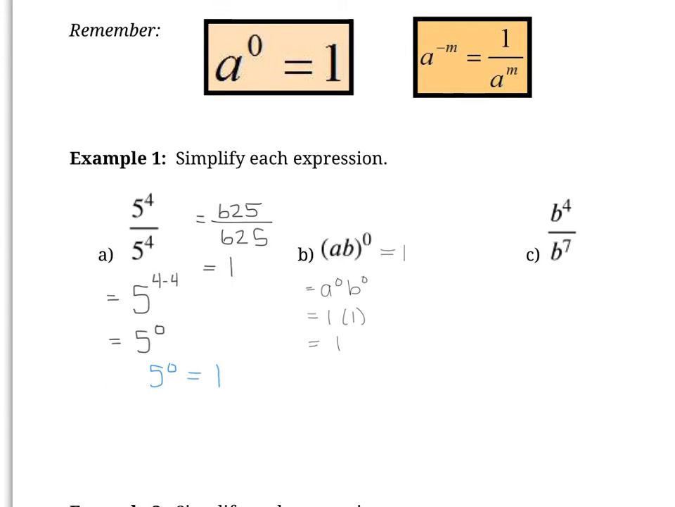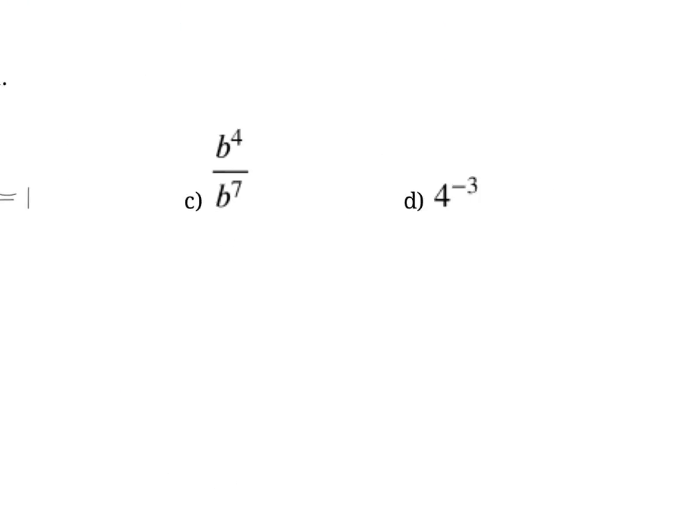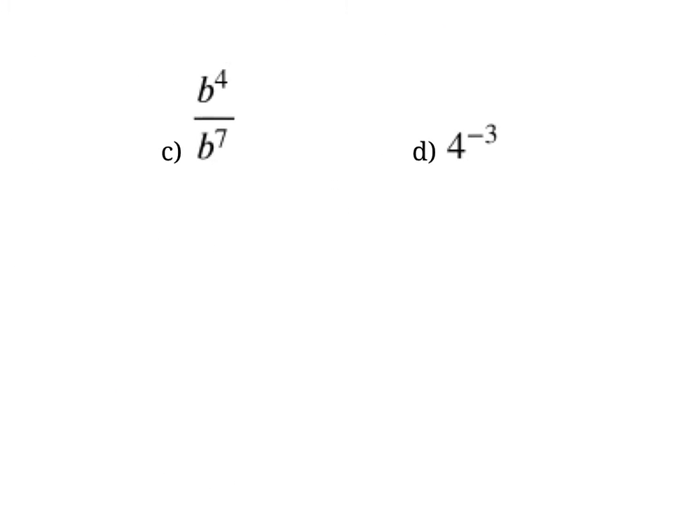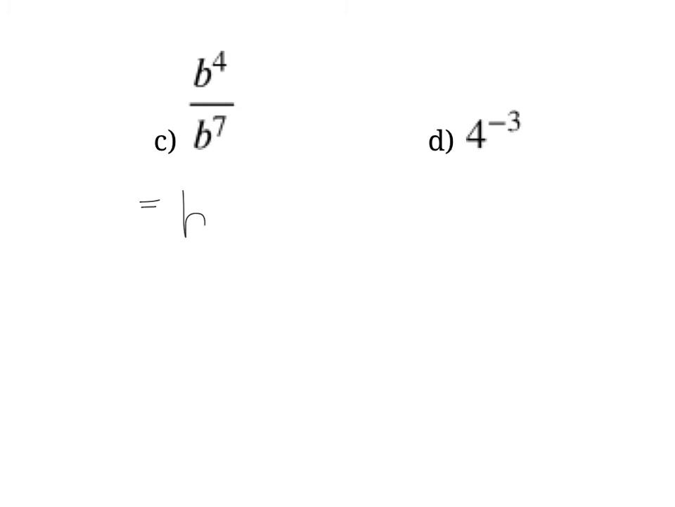Let's try another exponent law now, our last one, which is negative exponents. So let's try C. If we were to use our exponent laws to solve this, what would we do? Well, just like that first example, we would subtract these two numbers. So we would have b to the power of 4 minus 7. And what is that? Well, that's just b to the power of negative 3. So we've never seen negative exponents before. So let's try to solve this in a different way.